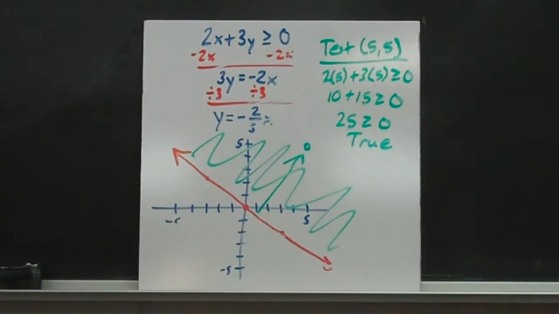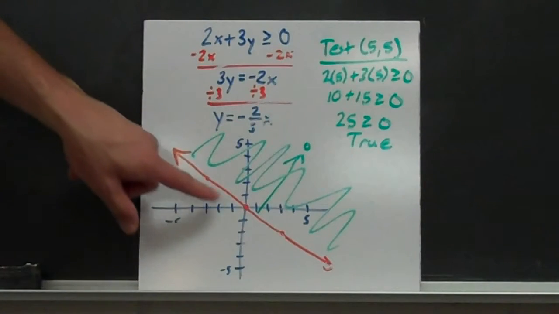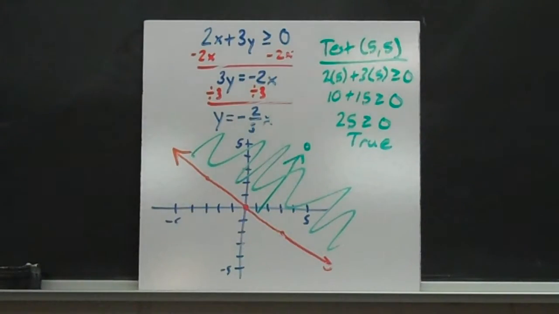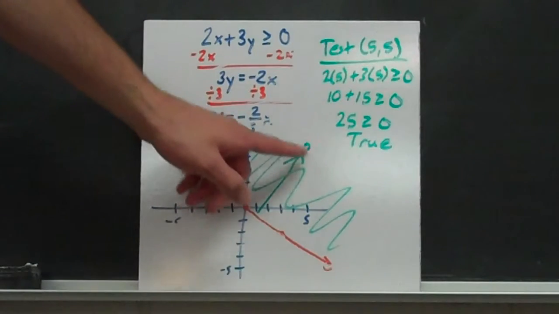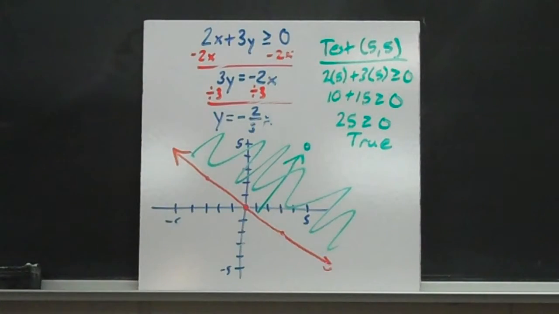Now we need to test a point. Last slide I said 0, 0 is a good point to test. However, this line goes through 0, 0, which means we can't use 0, 0. We have to pick a different point. So I picked the point 5, 5 out here.